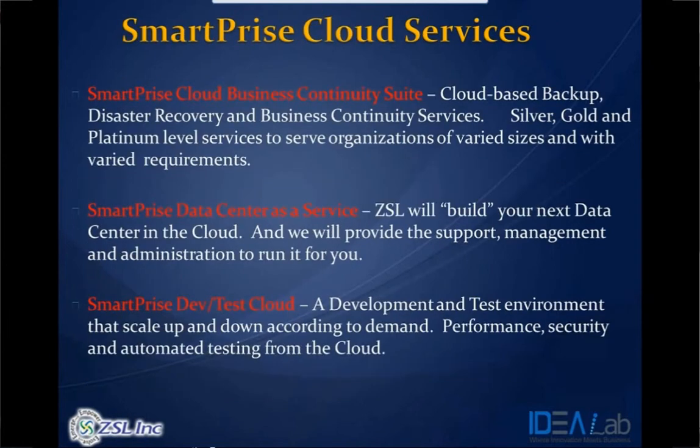So cloud services, SmartPrice cloud services, we do business continuity. We do backup and disaster recovery and business continuity services. So we have different levels like silver, gold, and platinum levels of organizations. We all know what is backup and what is disaster recovery, so I don't want to have to explain this in detail, but we do offer these services.